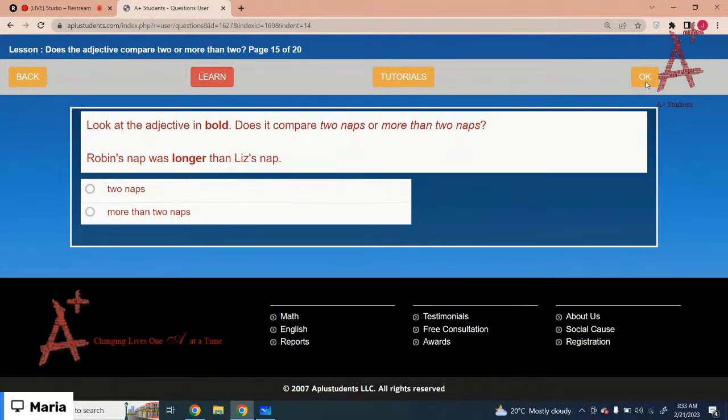Robin's nap was longer than Liz's nap. So which is the correct option? Longer. You have an ER. Got it? Whenever you have an ER, that means that is a comparison between just two things. Got it? So it would be a comparison between two naps.